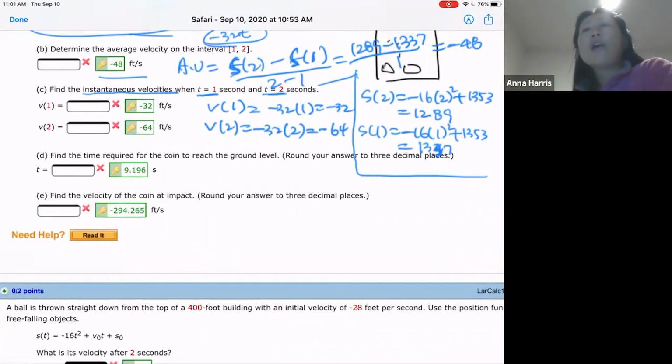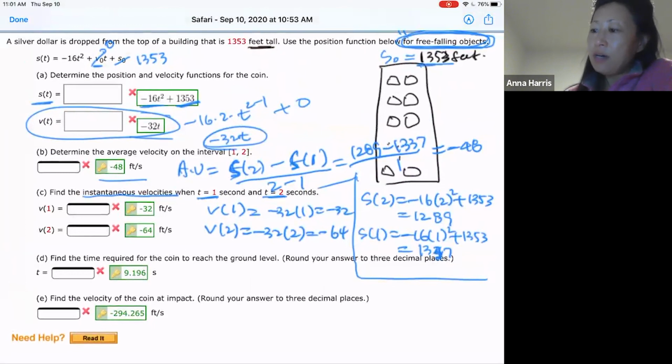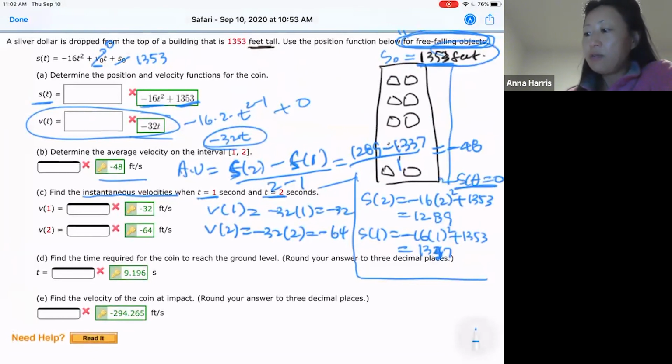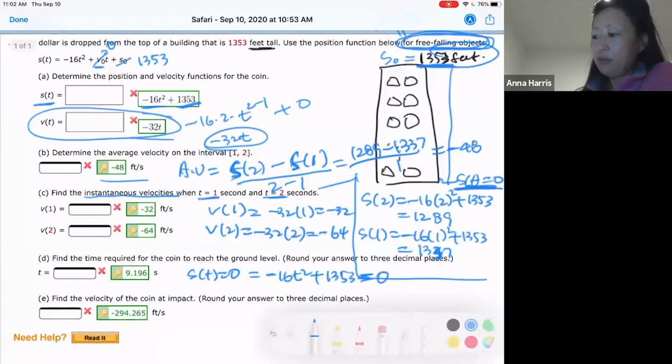Find the time required for the coin to reach the ground level. Okay, so the height used to be 1353, but now when you go to the ground level, what's my height? It is 0, right, class? So I'm going to set S of t equal to 0 to figure out what t is. It gives me negative 16t squared plus 1353 equal to 0.